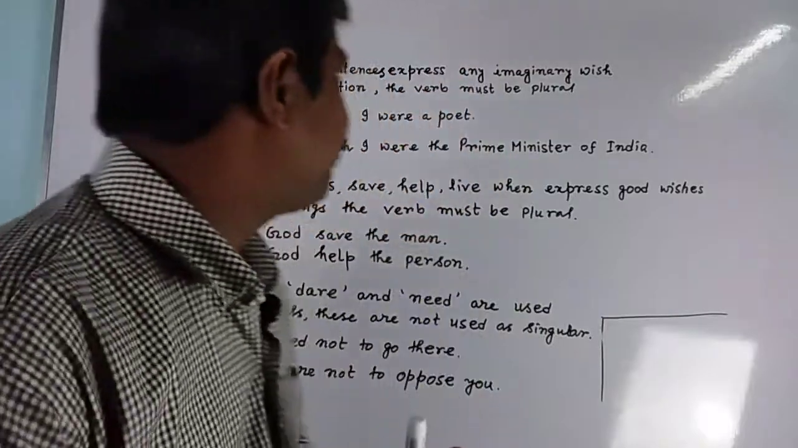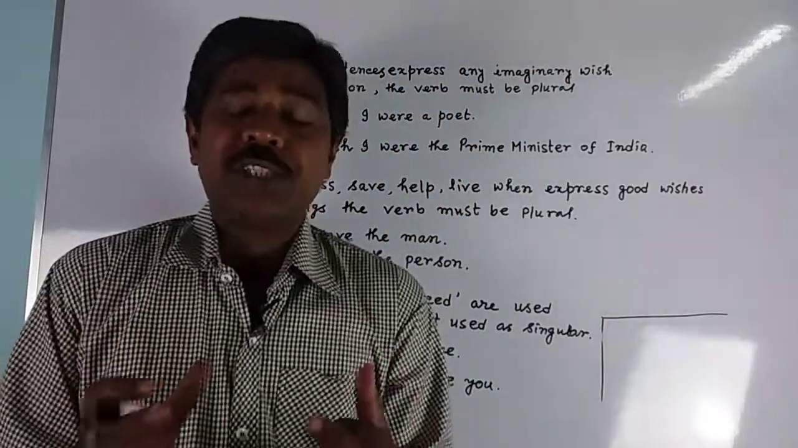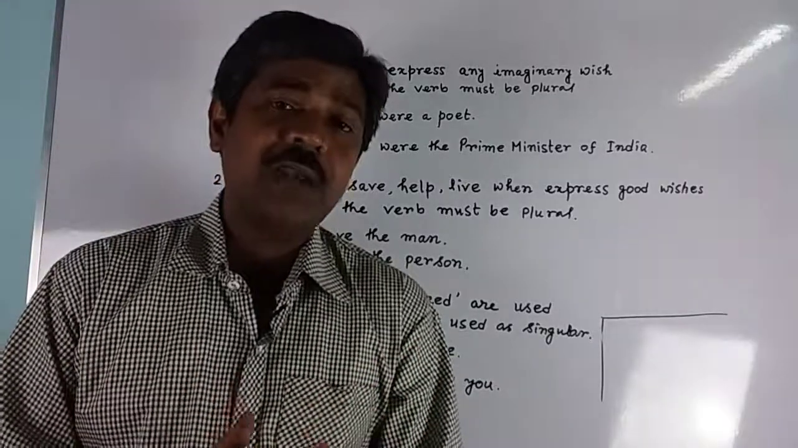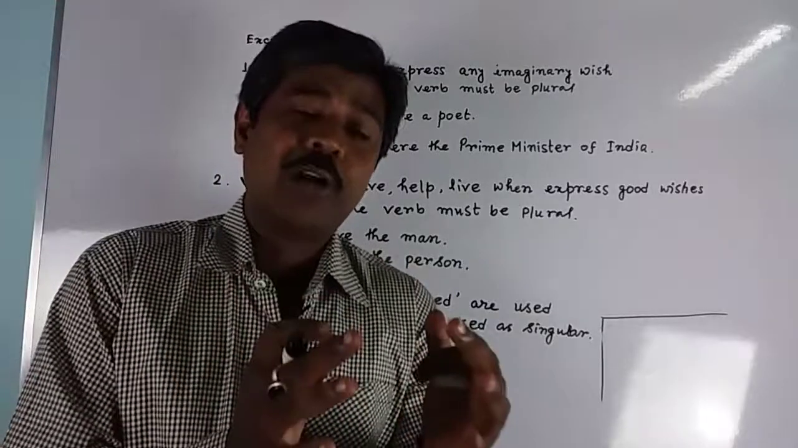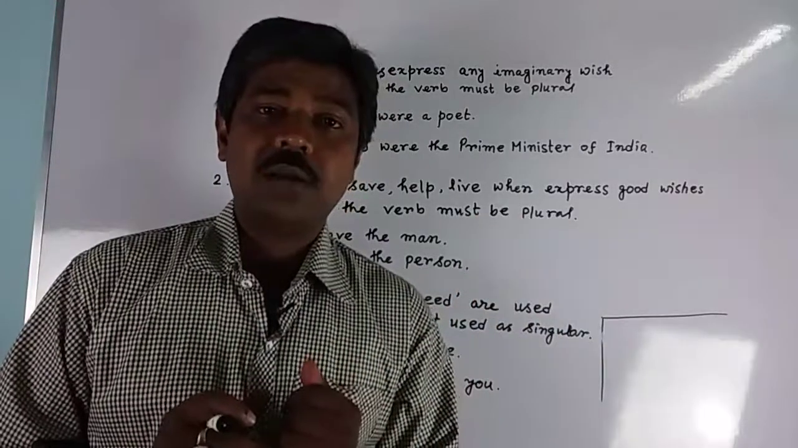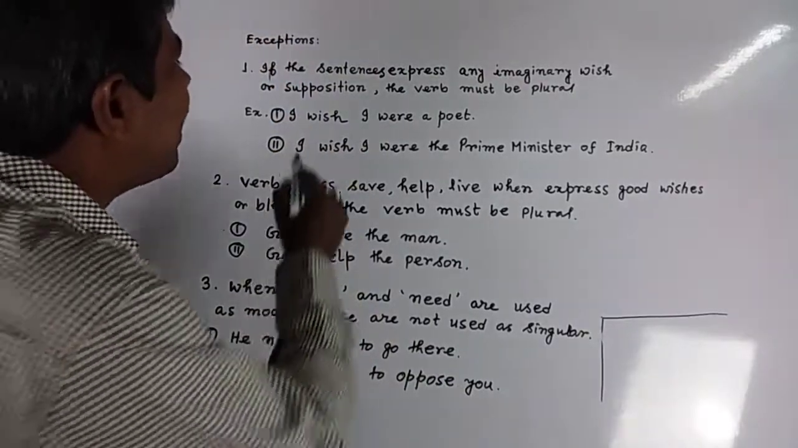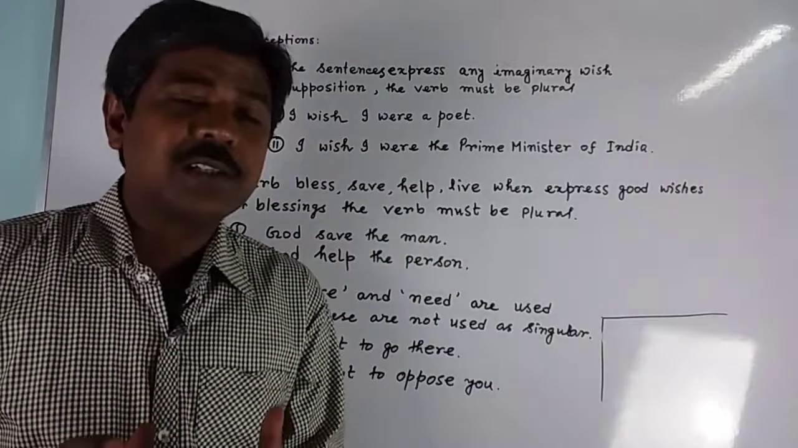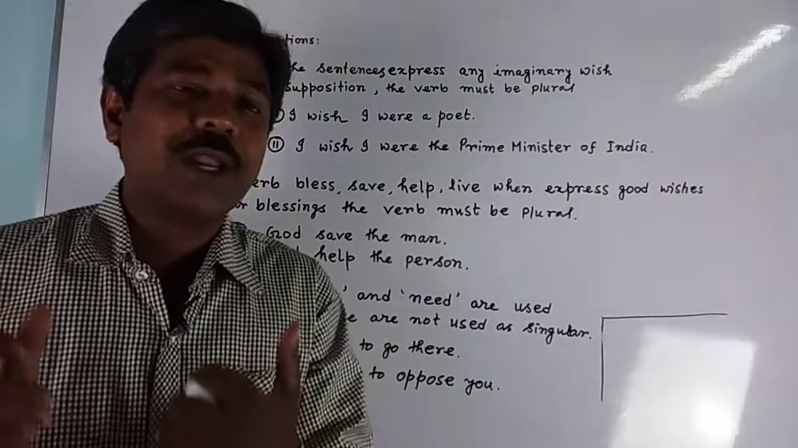Let's look at the board. So friends, if the sentence expresses any imagination, any imaginary idea or any supposition, we have to use the plural verb. We cannot use the singular verb with the singular subject. Just look at this. Here I have written, I wish I were a poet. It means I am not a poet. I am imagining to be a poet.